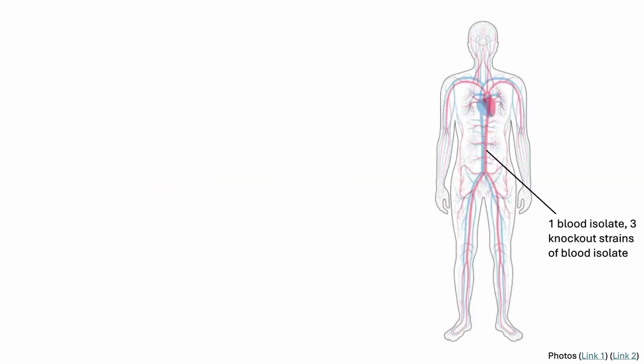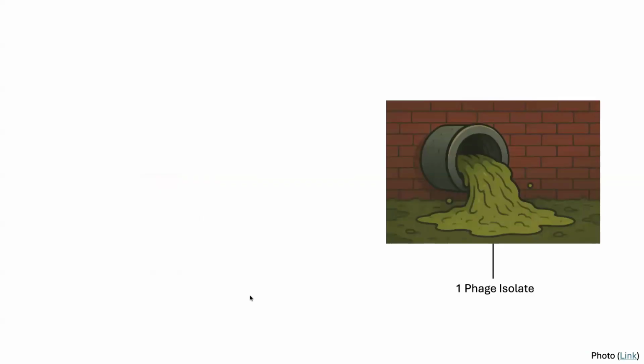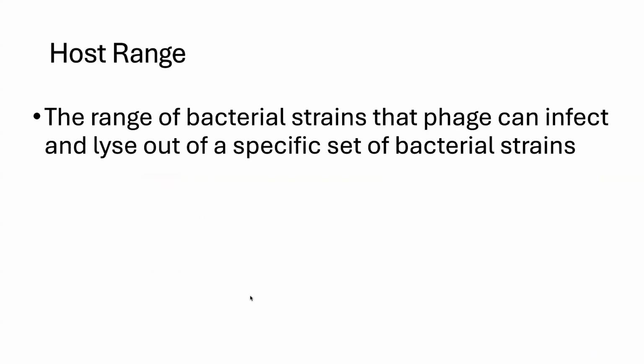We also have one that is a blood isolate, with 3 others being knockout strains of that blood isolate, meaning that a gene has been removed that makes it different from that original blood isolate. We also have 3 phage isolates, 2 are urogenital and 1 is sewage. So that we know all of our bacteria and phage strains and isolates, we had to figure out the host range. The host range is the range of bacterial strains that phage can infect and lyse out of a specific set of bacterial strains.